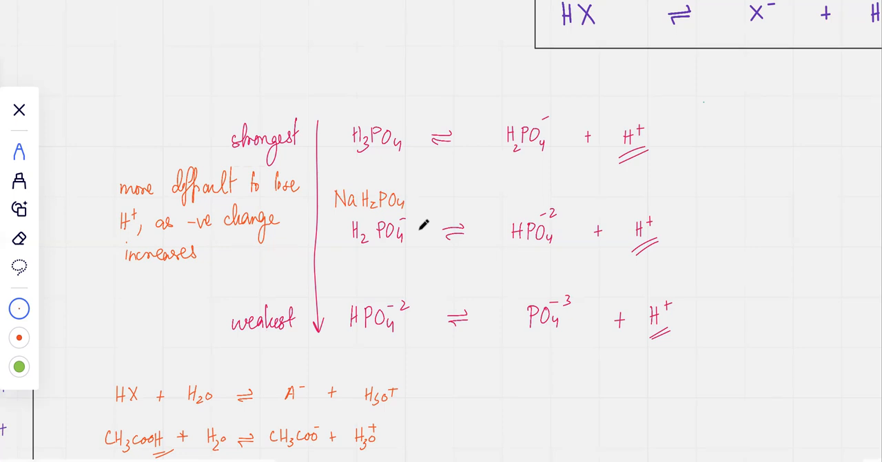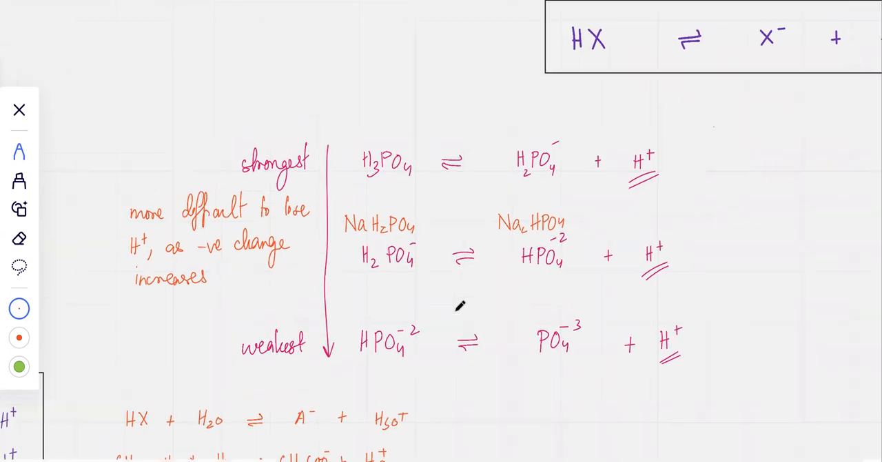And this would be in the form of a salt. I mean, this one over here would also be in the form of a salt, like Na2HPO4. You mix these two things, it will form a buffer. Because this thing would produce HPO4 minus 2 ion, this thing would produce H2PO4 minus 1 ion, and together they're going to mix to form a buffer.